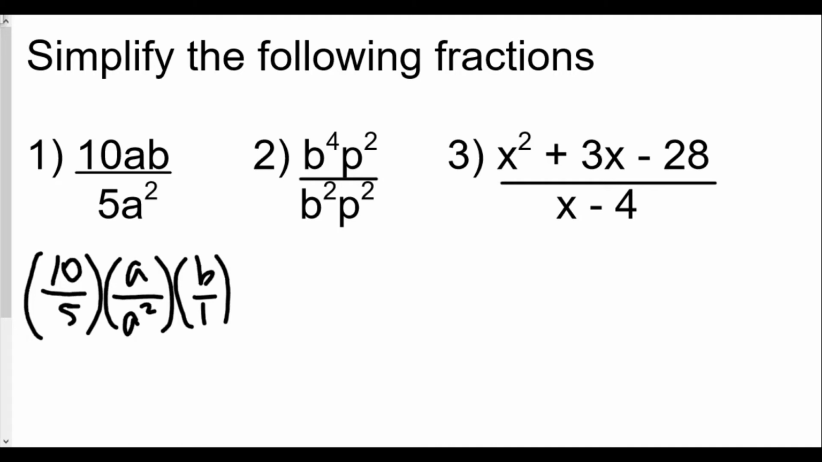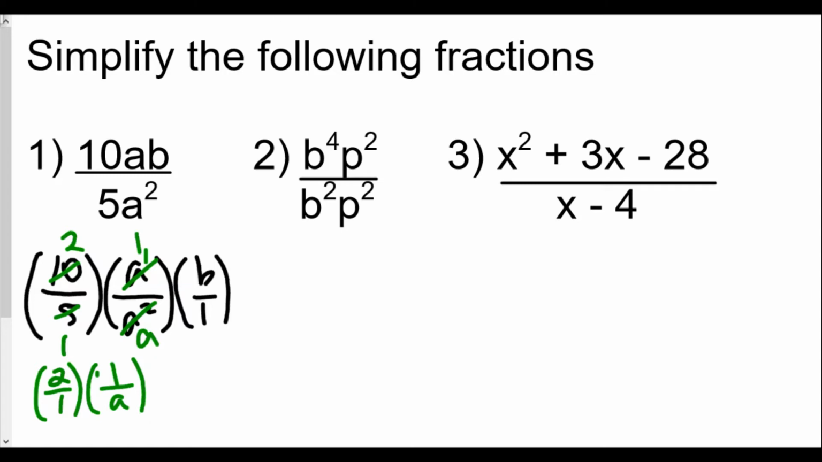We see here in this case, the 10 and the 5 can both be divided by 5. So 5 divided by 5 is 1, and 10 divided by 5 is 2. So we get 2 over 1. Now, this a is really a to the first power. And so a over a squared divides out to 1. If we divide this a squared by a, we're left with a. So we're left with 1 over a.